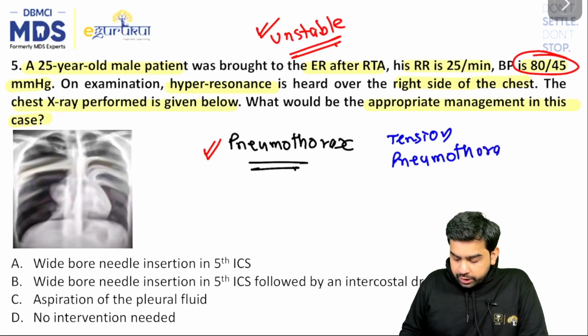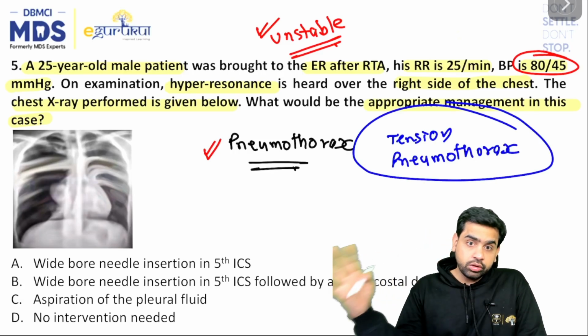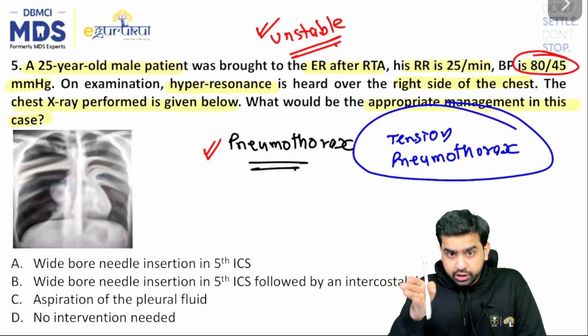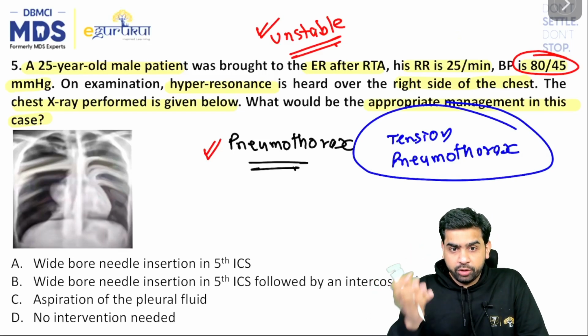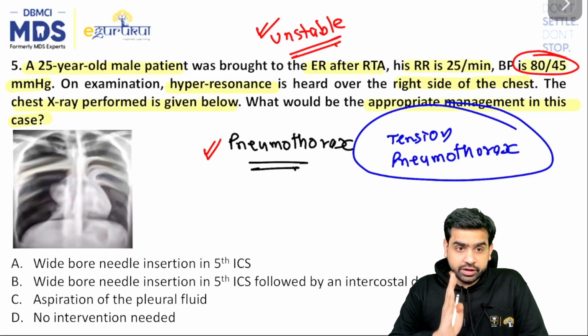So I hope you are able to appreciate that the pneumothorax can be of two types. There can be either a simple pneumothorax or there can be a tension pneumothorax. And in this particular clinical scenario, the diagnosis of this patient is a tension pneumothorax.